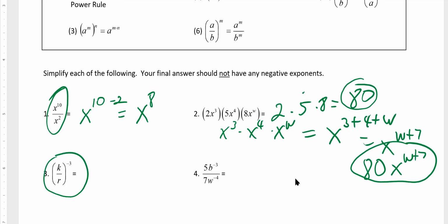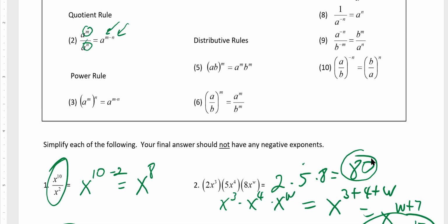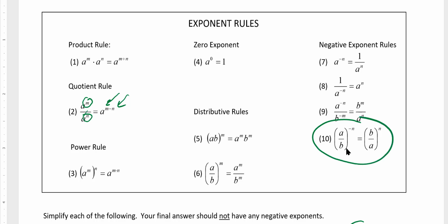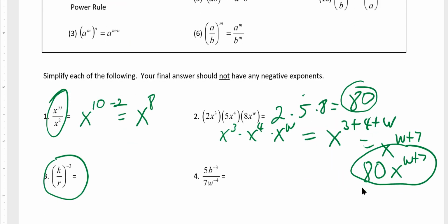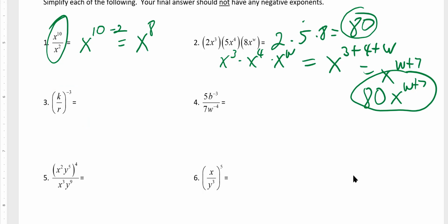Okay, this one here, there are various rules I can use, but I'm going to use the following rule. I'm going to use rule number 10, which says if you have a fraction raised to a negative power, you can flip the fraction upside down and change the power to a positive. So that's what I'm going to do. I have a fraction raised to a negative power, so I will flip the fraction upside down, so it now becomes r over k, and then it's raised to the positive power.